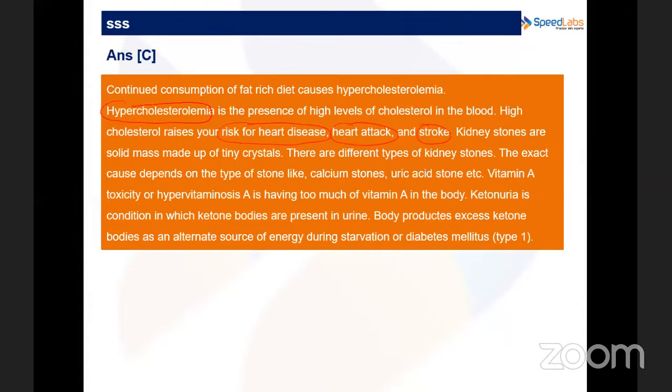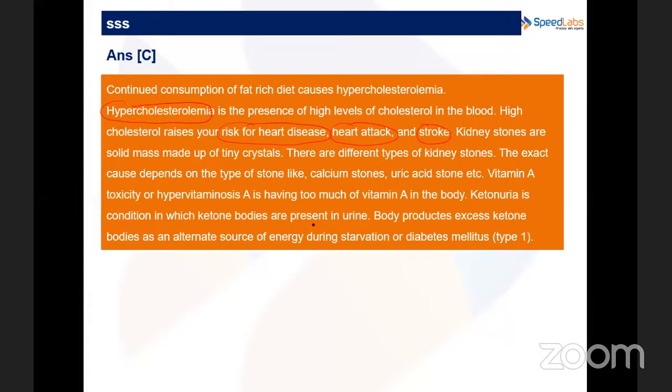Kidney stones. What are kidney stones? These are solid masses made of tiny crystals. There are different types of kidney stones, and the exact cause depends on the type of stone, for example, calcium stone, uric acid stone, etc. Vitamin A toxicity. What is vitamin A toxicity? It is hypervitaminosis A, meaning too much vitamin A in our body. Now option D was ketonuria.